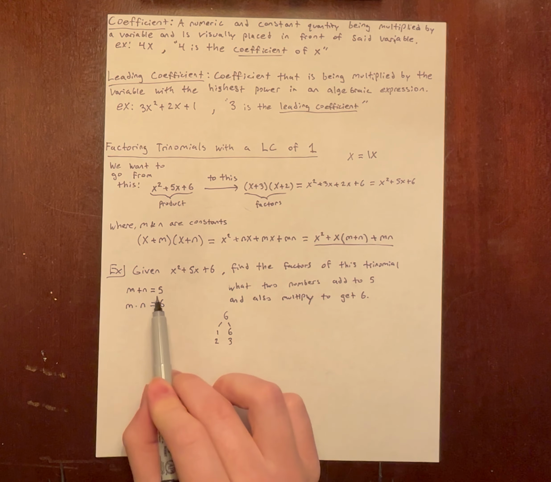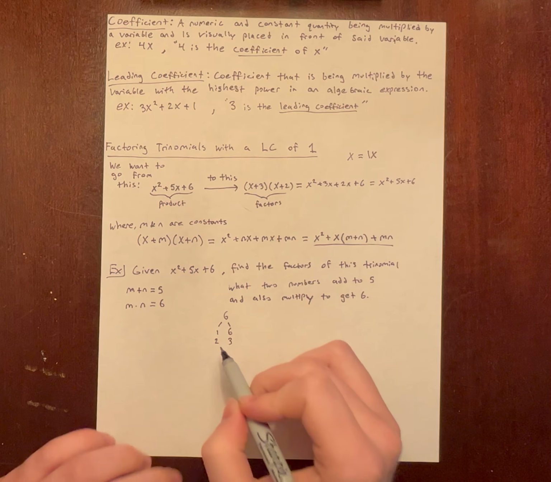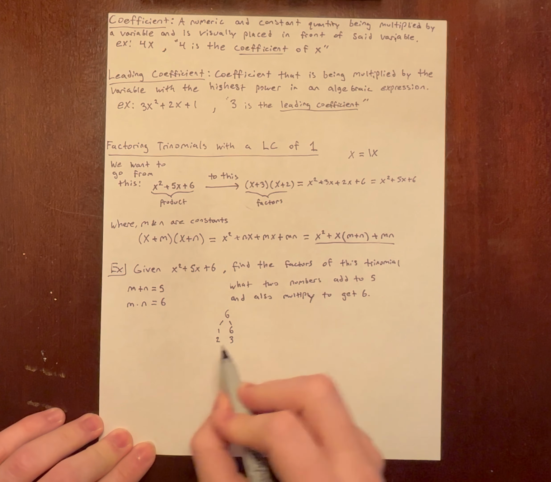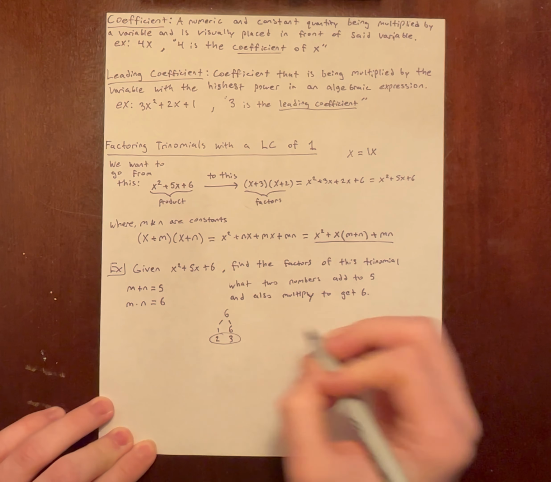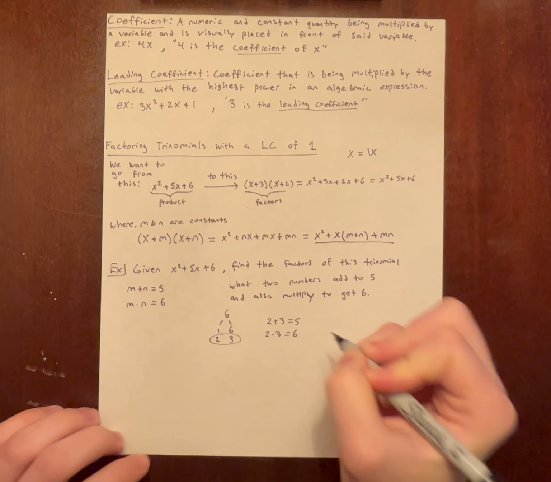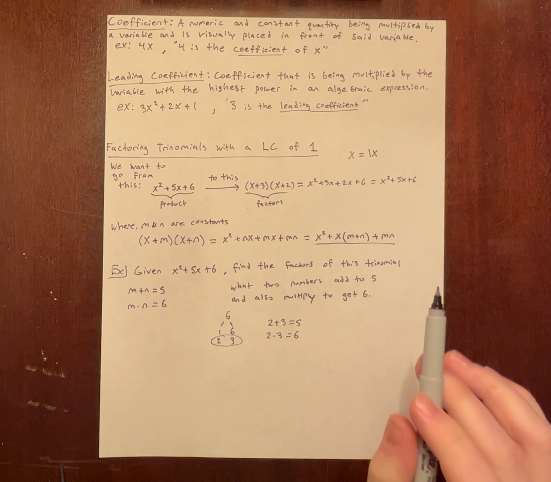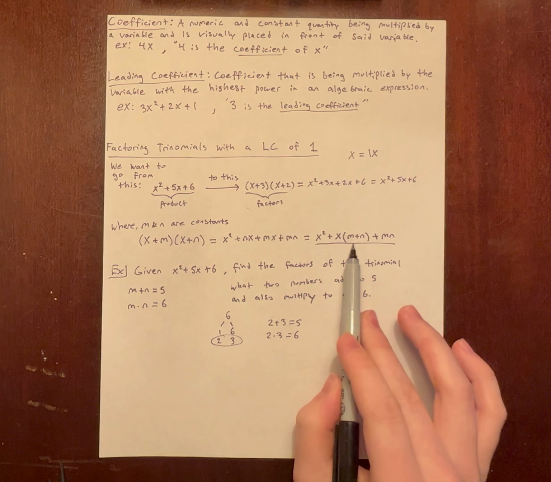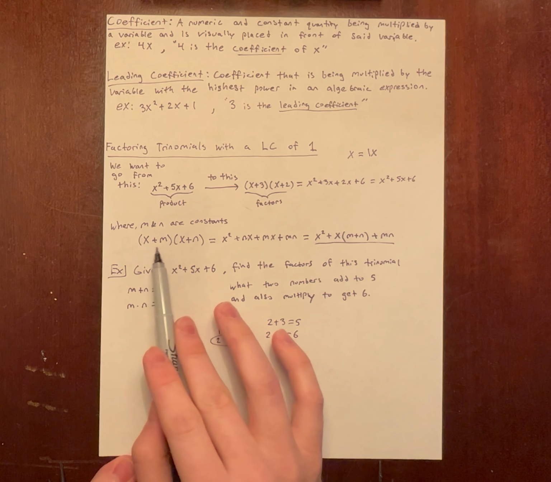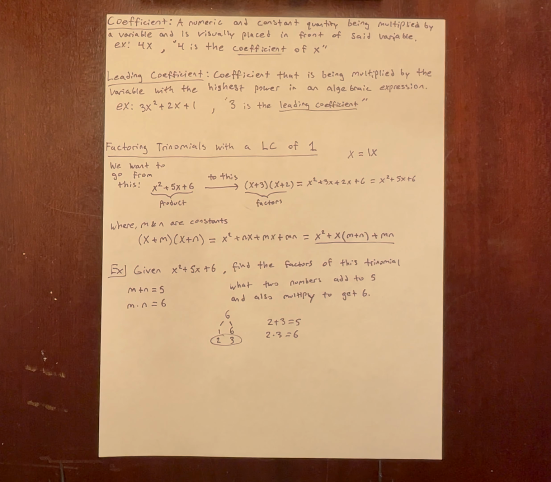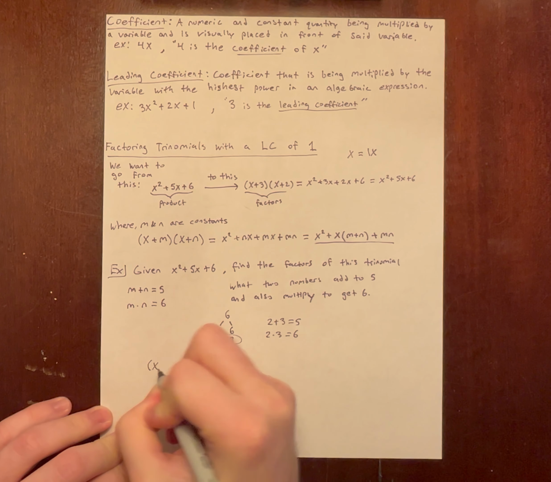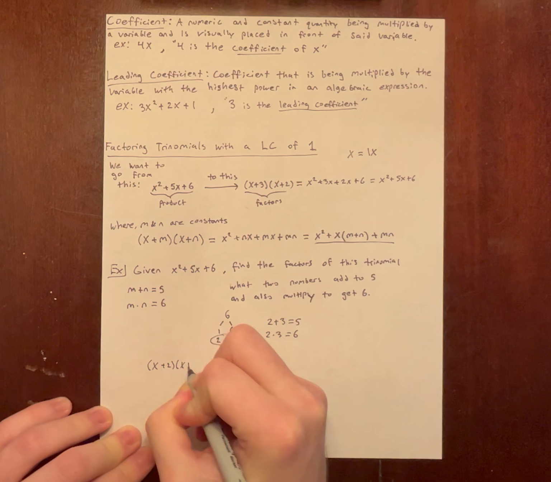So do 1 and 6 add to 5? No, they add to 7. Do 2 and 3 add to 5? Yes, they do. So since we found two numbers, 2 and 3, that when added give us 5 and multiplied give us 6, we're done. We have our factors, because by that logic, the generalized form tells us that if we have m and n, then we will have factors x plus m and x plus n. And we have found m and n. So our factors are x plus 2 and x plus 3.